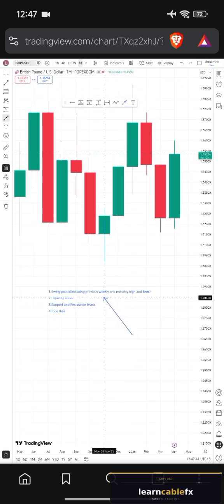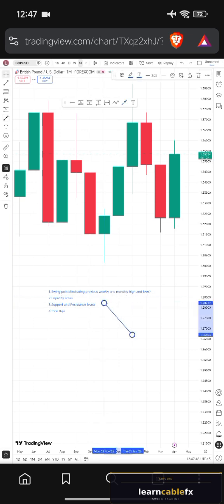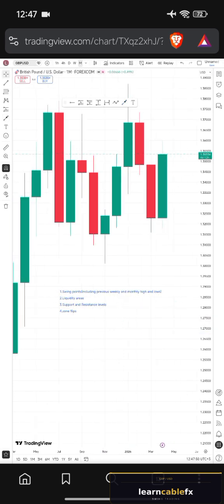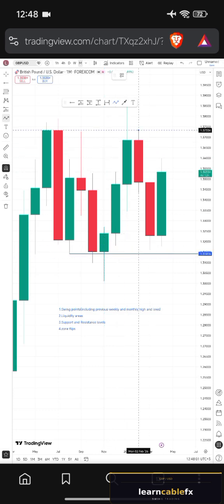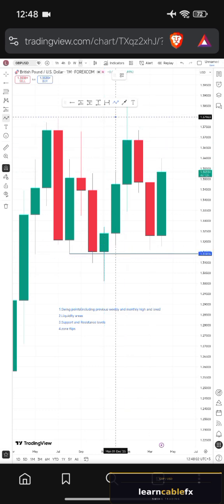So the first thing is the swing point. A good example of a swing point is this level over here. You see there's a sweep, then price moved all the way up to this high, then another sweep, and price moved all the way down. Yeah, that's one of the key levels that I usually use.